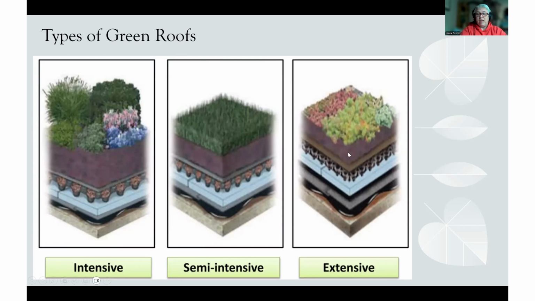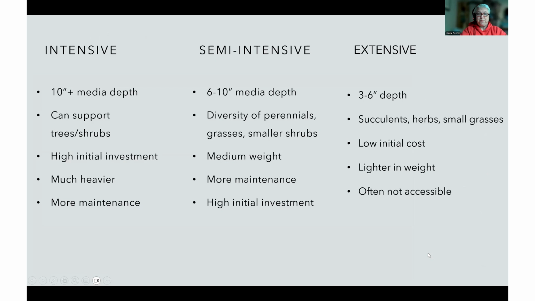Extensive on the other side are the more common types of green roofs. These are there for stormwater mitigation, and we're really not growing a wide variety of plants, mostly very low growing succulents and ground covers. And then we have the semi-intensive, which is basically anything in between. So the more media you have on there, the better the plants you can grow, the greater diversity of plants that you can grow within these types of gardens.